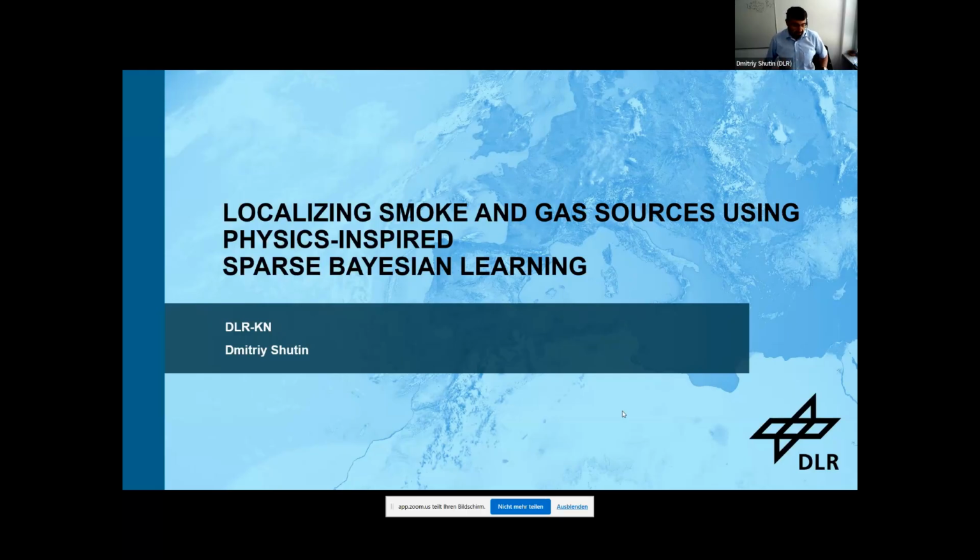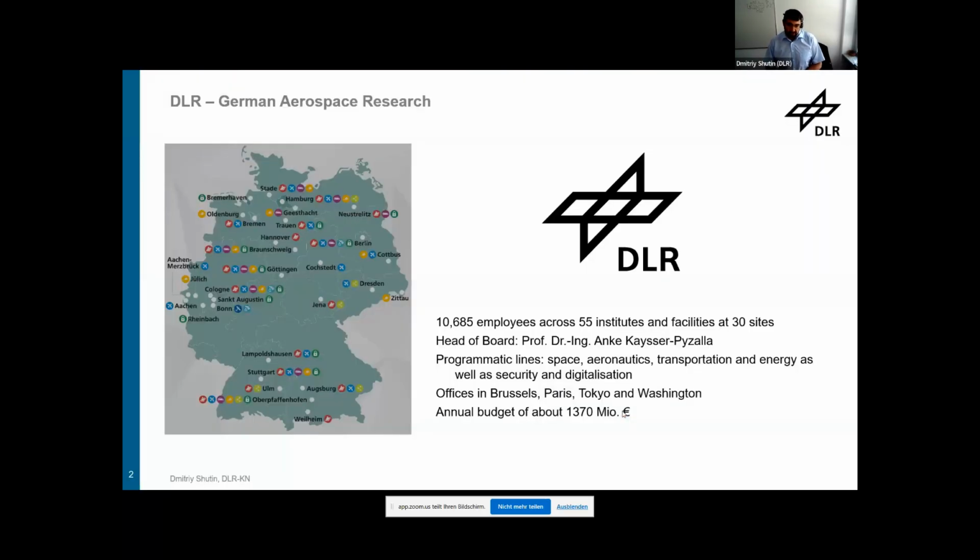And the methods that we develop at my group actually target this source localization, trying to identify the possible locations of gas or smoke sources based on chemical concentrations. And the methods that we are using are largely based on so-called sparse Bayesian learning. So I will later give you a little bit of an overview of what these methods are about. But before we begin, where we actually come from.